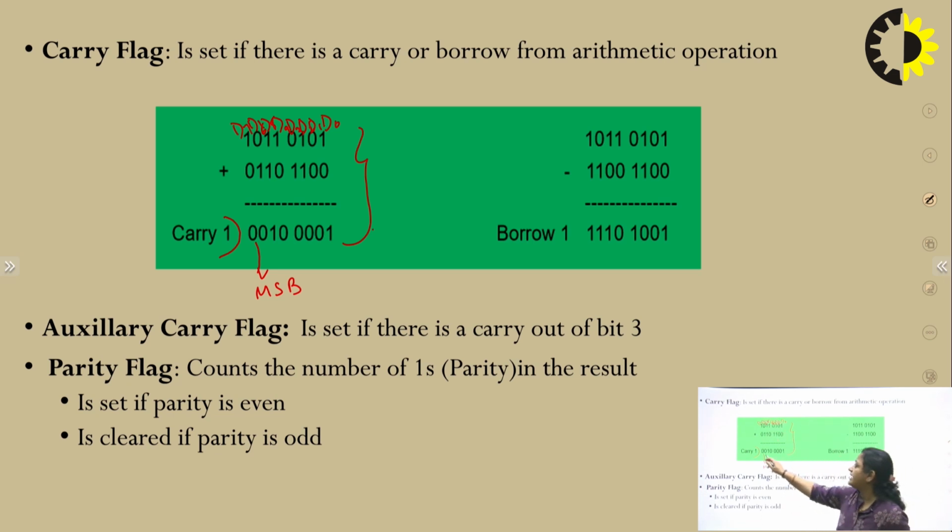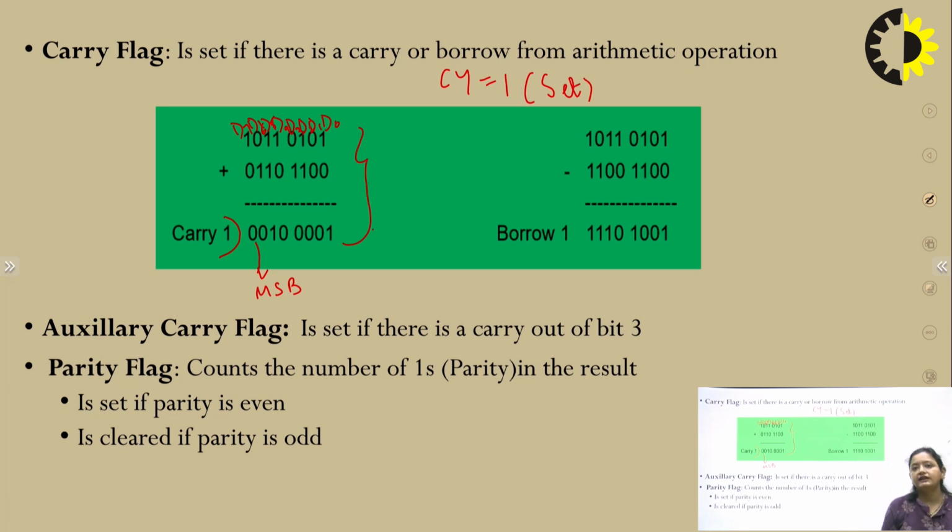Whenever a carry is generated out of the D7 bit, or whenever a carry is generated from the MSB position, we know that the carry flag will be set. That means the carry flag will contain value 1. And it is not about addition only. In subtraction operations also, if we have a borrow there, then also the carry flag will contain value 1, or we can say that the carry flag will be set.